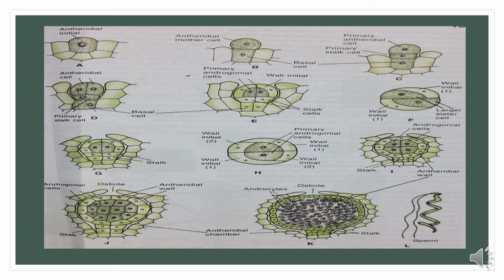On the upper surface of the thallus, any superficial cell close to the midrib region can act as an antheridial initial cell. This antheridial initial cell enlarges in size and gradually divides by transverse division into the antheridial mother cell and the basal cell. The basal cell stays as it is. The antheridial mother cell, the upper cell, undergoes further transverse division into the primary antheridial cell and the primary stalk cell.